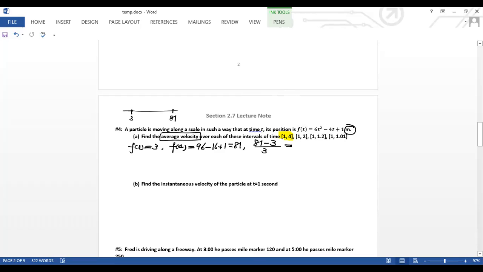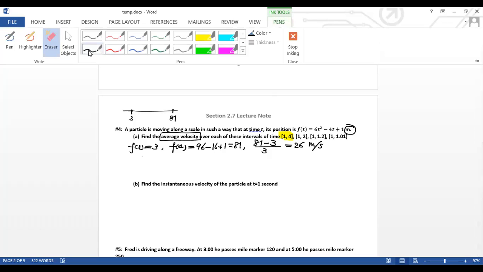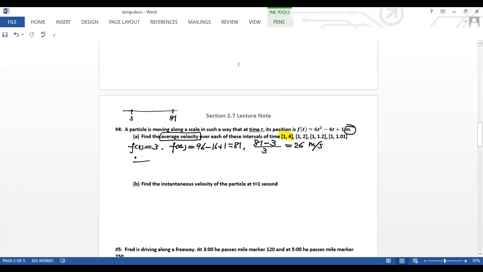So that means your average is 26 meters per second, right? Okay, so the same way you can do the other 3. So like this is f of 1. So the second intervals here, you would just say this is f of 2 minus f of 1 over 2 minus 1. So if you plug in, you will say this is 14 meters per second.